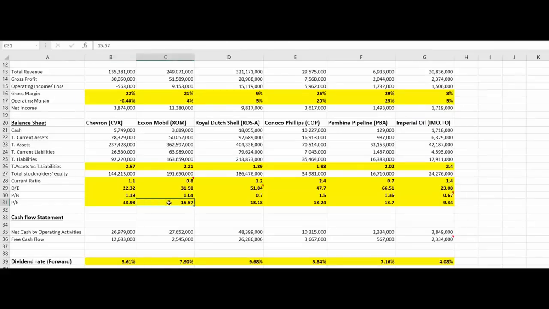ExxonMobil is 15.57. That means I will start getting my return on investment after 15 years or so. Royal Dutch 13.18, ConocoPhillips 13.24, Pembina Pipeline 13.7, and Imperial Oil again 9.34. So this is the lowest. That means Imperial Oil is selling at this moment at a cheaper price.